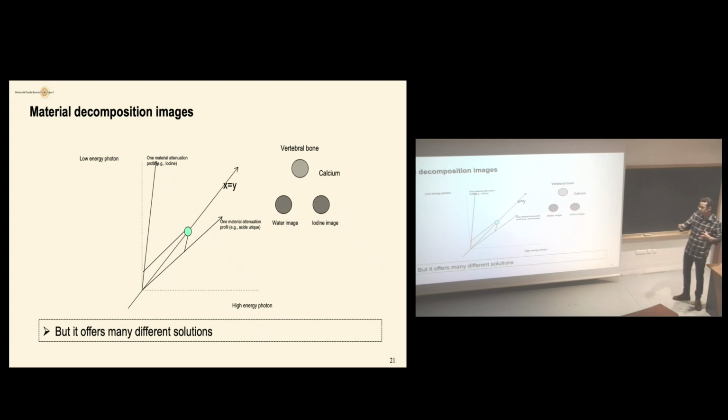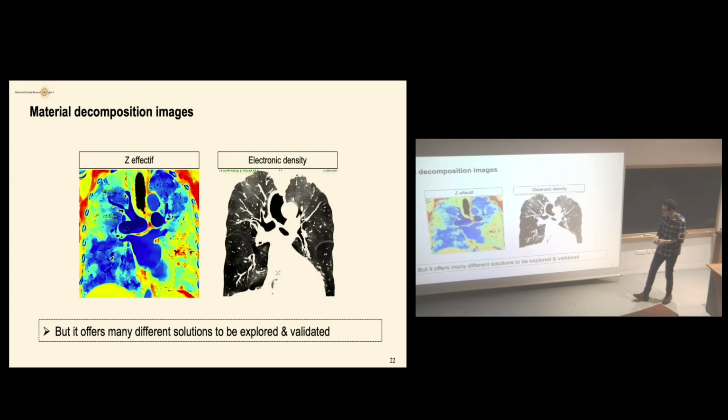So this material decomposition process used in spectral imaging is limited, but it can also offer different solutions. And it can offer different solutions that are more and more developed. They still need to be validated. And one of these images could be this one. It's an image of the Z effective, so it's the atomic number in each voxel.